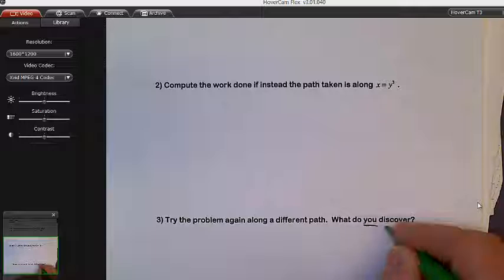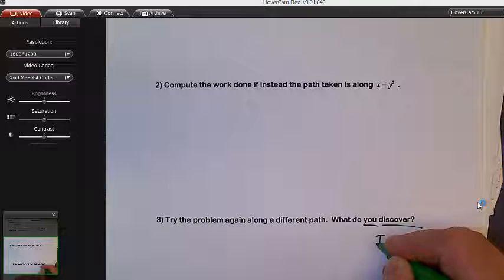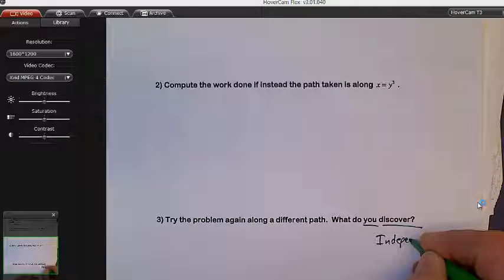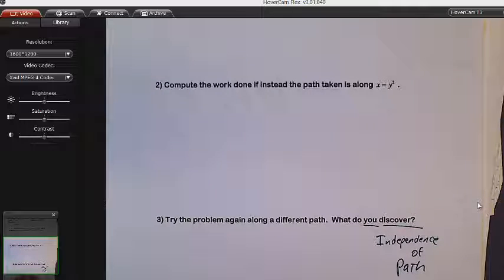What we're discovering here is a special phenomenon called independence of path. And so this is kind of where I want to head now. That's still in the first section. And so again, we just did line integrals, and next time we're doing Green's theorem.